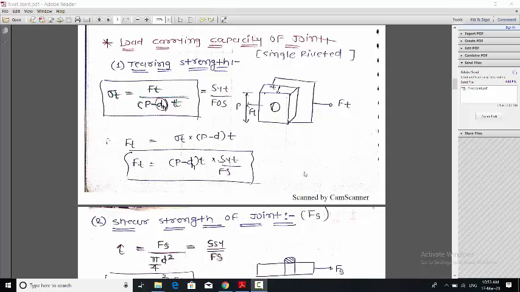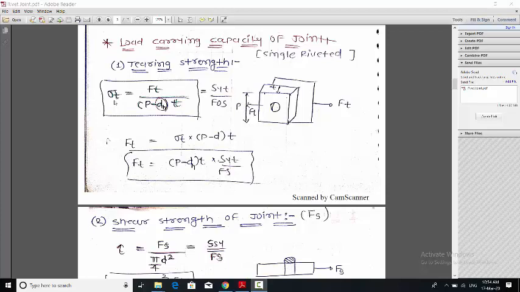Okay, in the previous video we showed how the riveted joint can fail. So to estimate the load carrying capacity of a single riveted joint, first is tearing strength. If I apply a force F here, and one rivet hole is punched in the plate, and the thickness of the plate is T, and P is the pitch of that particular rivet joint. So what is tearing strength?